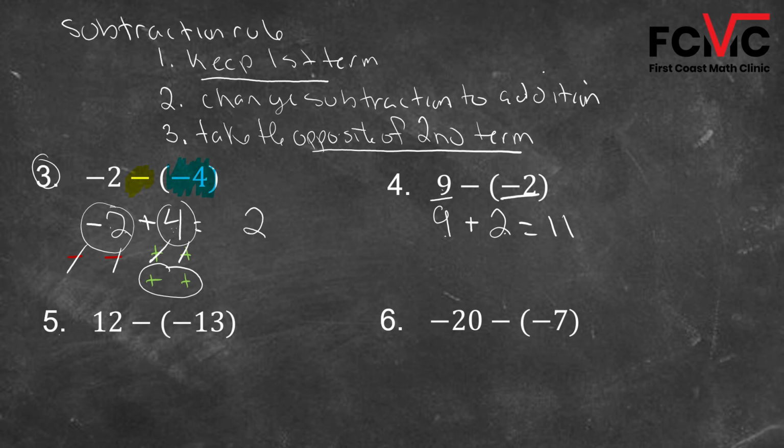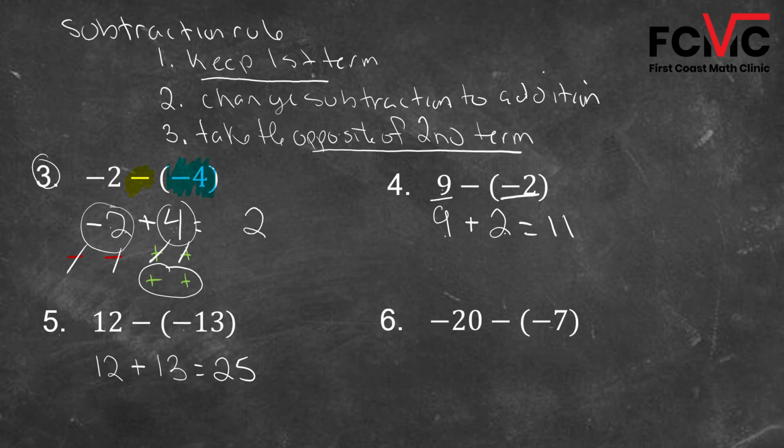Number 5, keep the first term, so keep that 12. Change subtraction to addition, so the minus becomes plus. Take the opposite of the second term, so -13 becomes positive 13, and we get 25 for 12 plus 13.